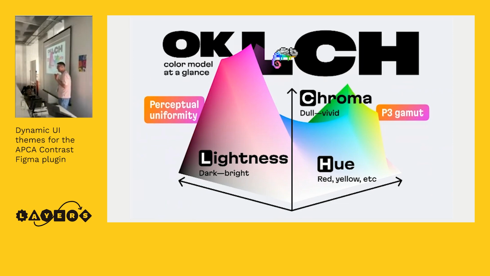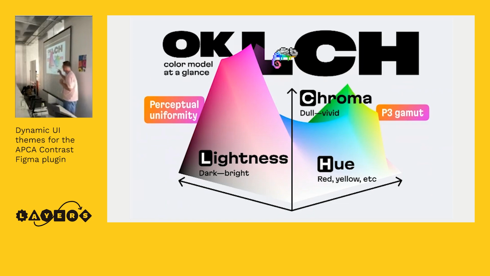But wait, what is color model? Color model is the way we encode colors. It's a navigation system we use to navigate through colors. It's like street names and building numbers. We use them to find where the particular color lives.